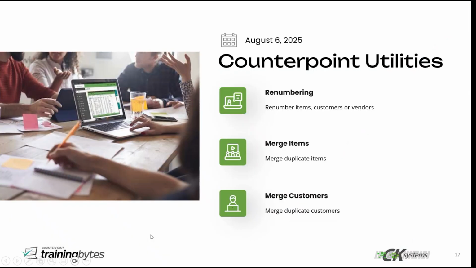All right, next month, August the 6th, we're going to talk about Counterpoint utilities. I just had this question yesterday, as a matter of fact. Gina, I hate this item number and I can't edit the item number field. Well, there's a utility that will allow you to renumber that field. So you're right, you cannot edit an item number directly on the item record, but there is a way you can renumber.